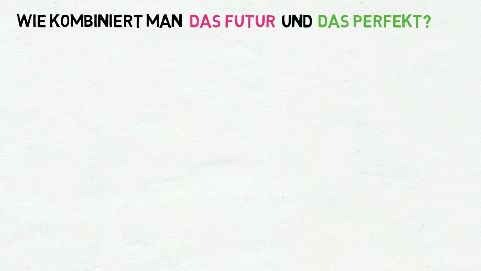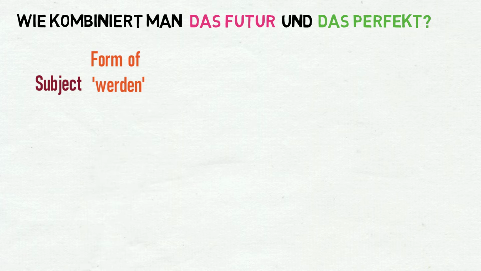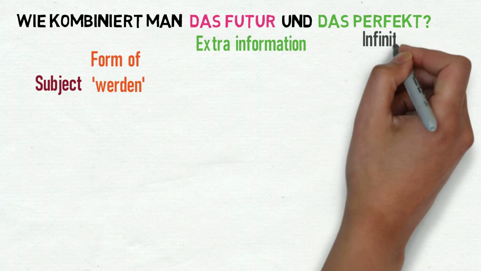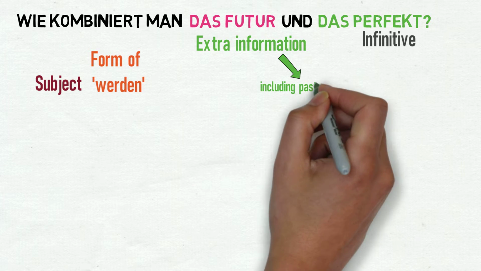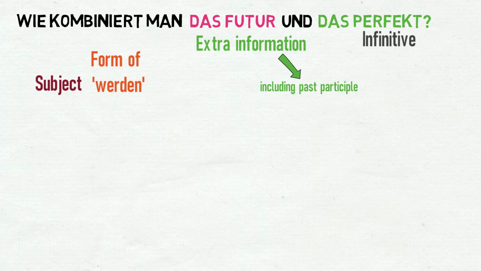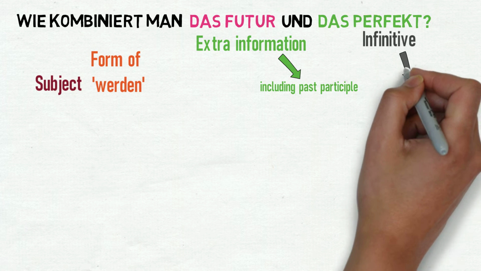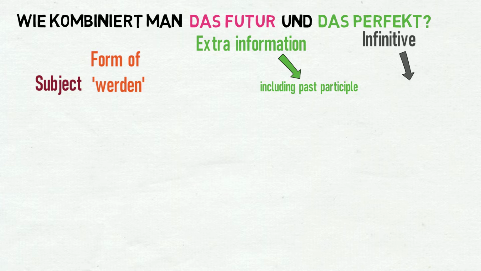To combine the future and the perfect tenses, we have to do the following. We take all the components of a future tense sentence. So we have subject, form of werden, extra information, infinitive. Inside the extra information section is where we will need to use the relevant past participle. The infinitive at the end of the clause that we mentioned earlier has to be the infinitive of the relevant helping verb that we would use with the past participle. So either haben or sein, depending on whether there's movement.